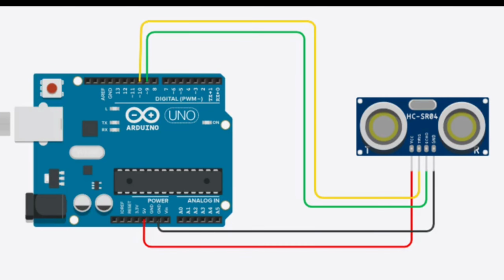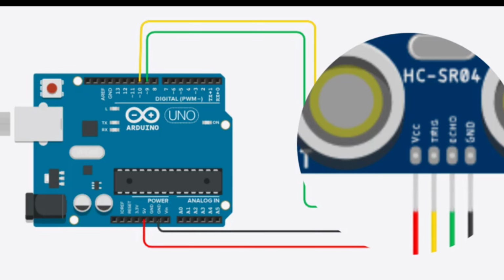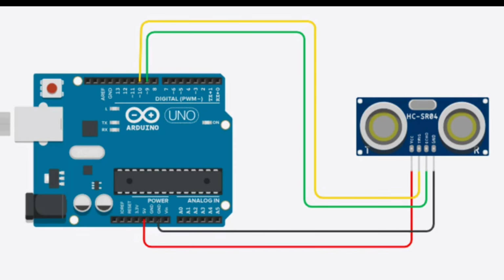First, let's connect the ultrasonic sensor to our Arduino board. It has 4 pins: VCC, GND, trigger, and echo. VCC and GND are for power and ground connections, while trigger is for sending ultrasonic waves, and echo is for receiving them back. We will connect trigger to pin number 10 and echo to pin number 9.